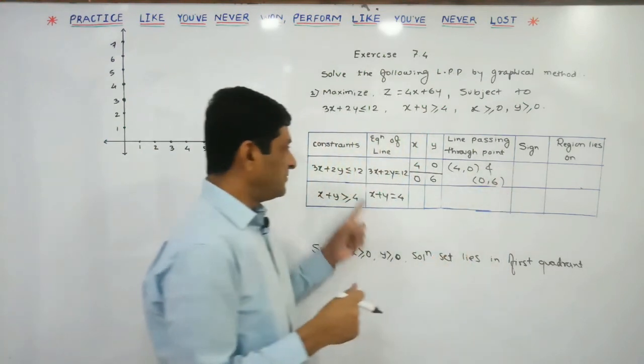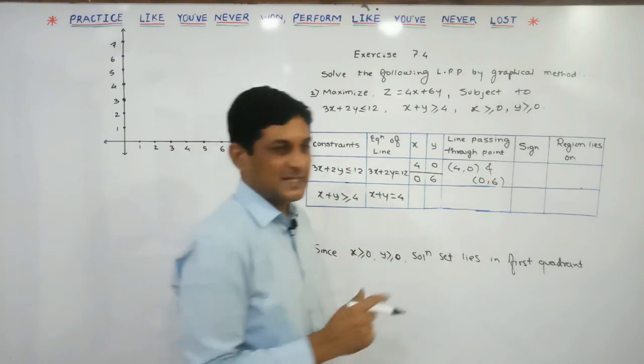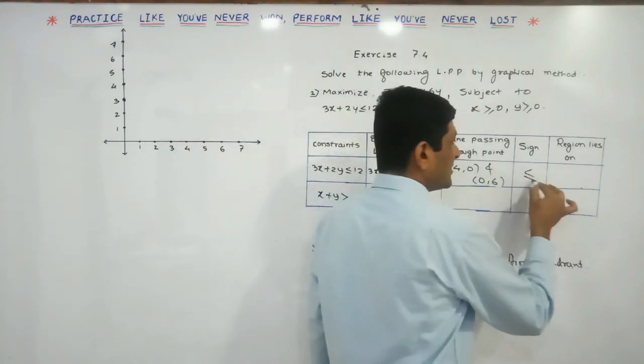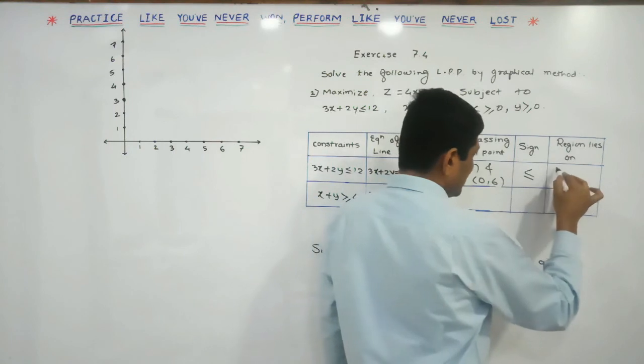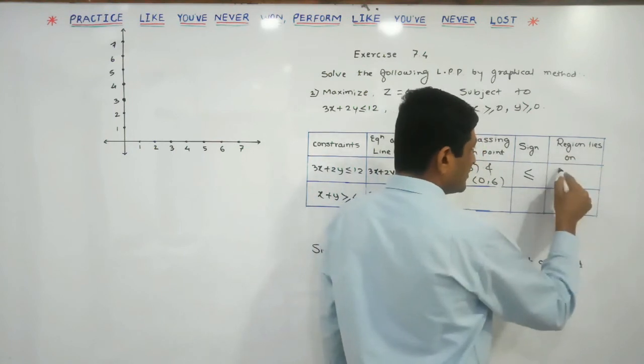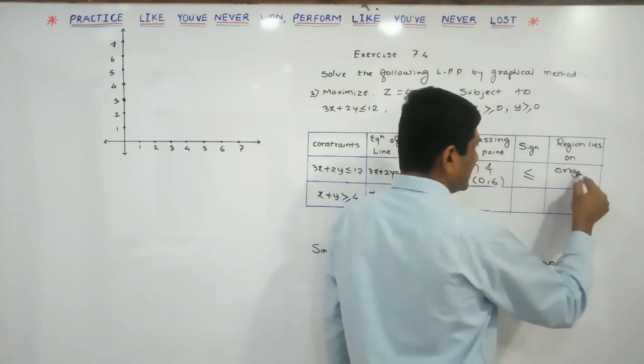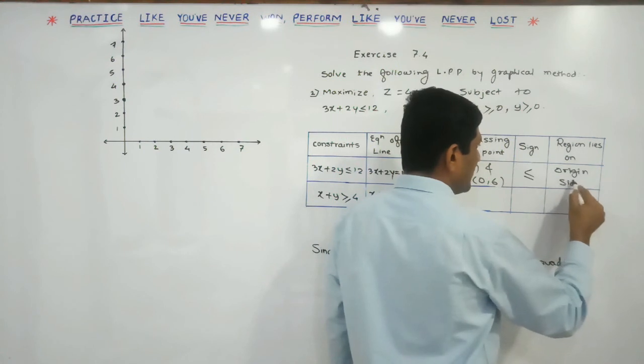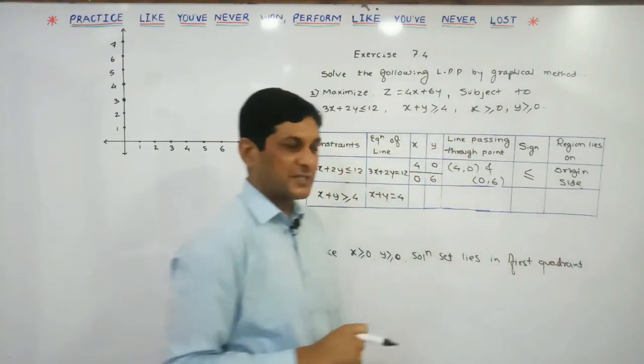In the first line, which inequality symbol appears? Less than or equals to. In this case, we know that our region lies on what? Origin side. So origin side part will be our required solution set.